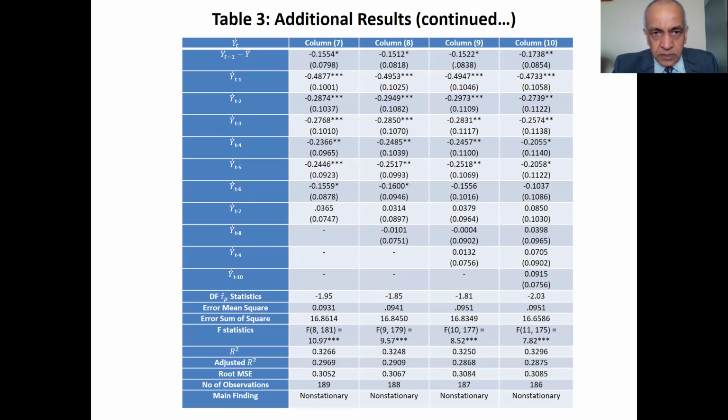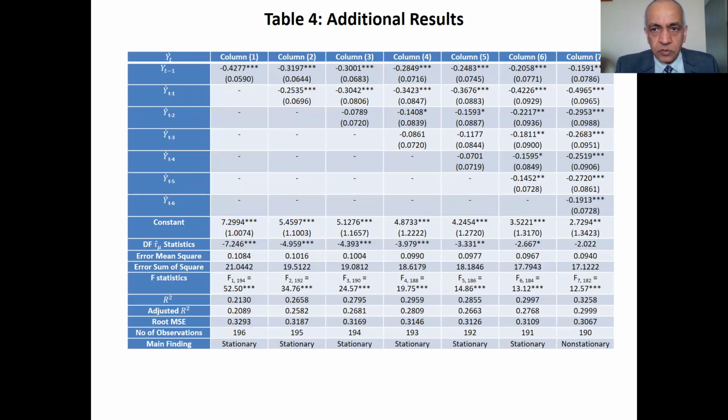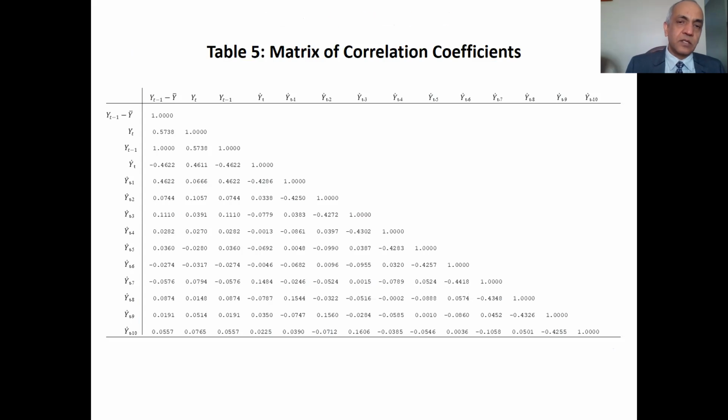So table 3 and table 4 are another way to look at it, and we find that, depending on the model chosen, the series can be called stationary or non-stationary. We also looked at the matrix of correlation coefficients. These variables are not very correlated. After the first lag, whose correlation coefficient is 0.57, or 57%, the numbers are very small. We cannot really consider them correlated.